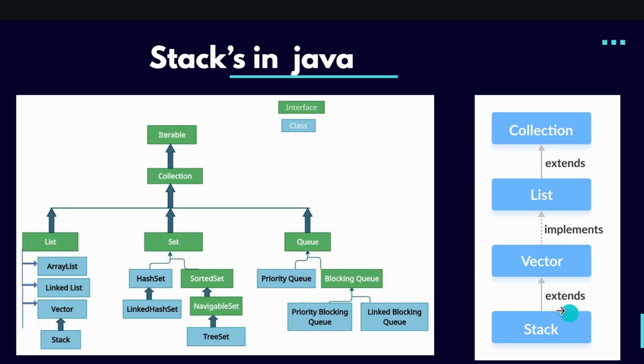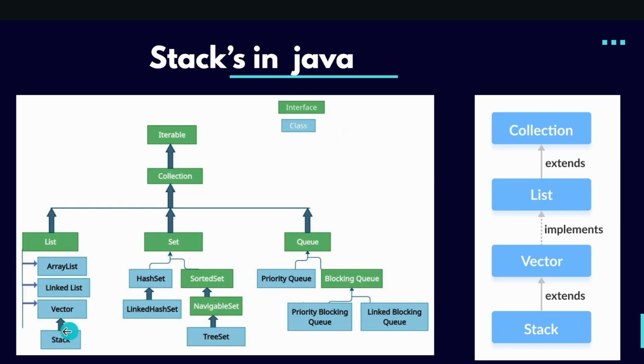So if you see clearly, Stack is a class which extends Vector. Vector is a class which implements List. List is an interface which extends Collection. So Collection is the ultimate interface. You can see this with the help of this diagram as well. Here the green boxes are known as the interfaces. The blue boxes are known as classes.